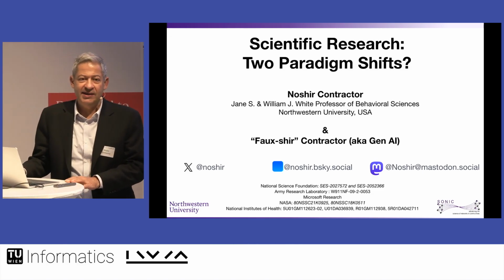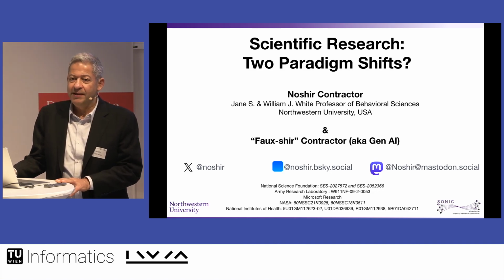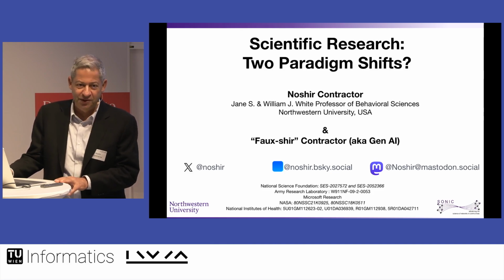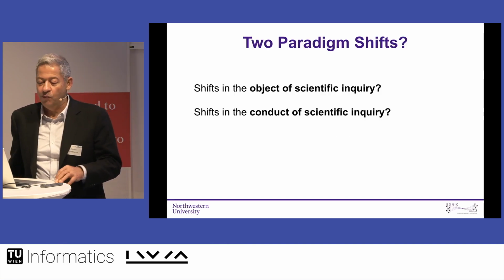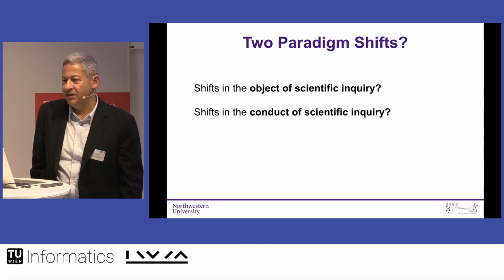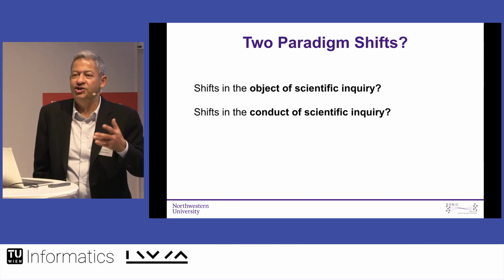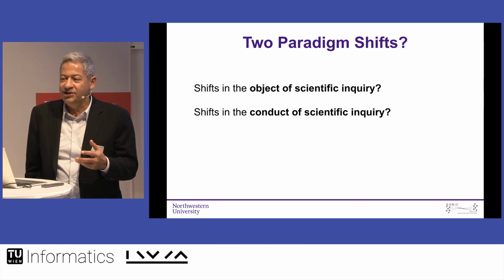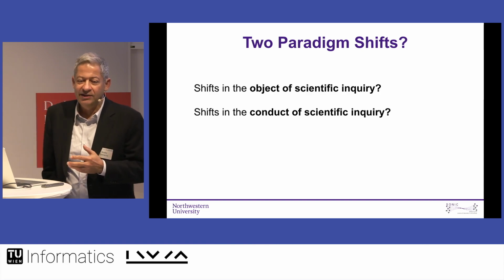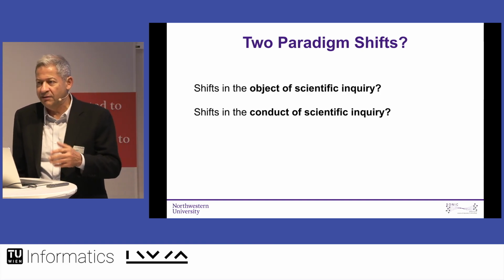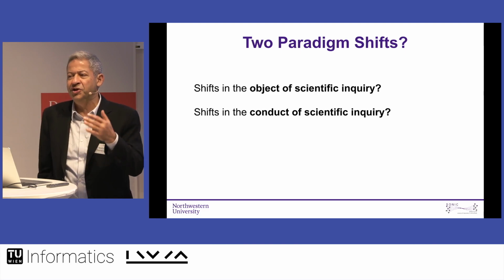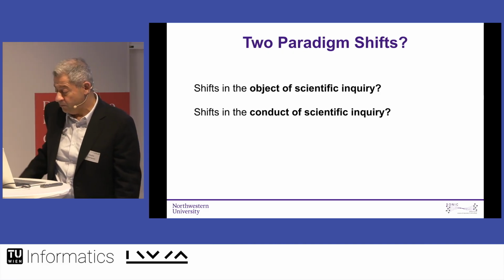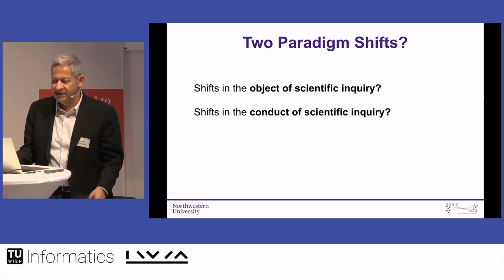So I'm going to focus, as Stefan pointed out, on the impact of AI on scientific research, and broadly I call it two paradigm shifts with a question mark. One is, have we changed the object of scientific inquiry? To what extent has AI changed what we study? And the second is, how has AI changed how we study that? I call that the object of scientific inquiry and the conduct of scientific inquiry. I'm going to do most of my presentation on the latter, but I will start briefly on the former, especially as it applies to those who are interested in looking at social systems.